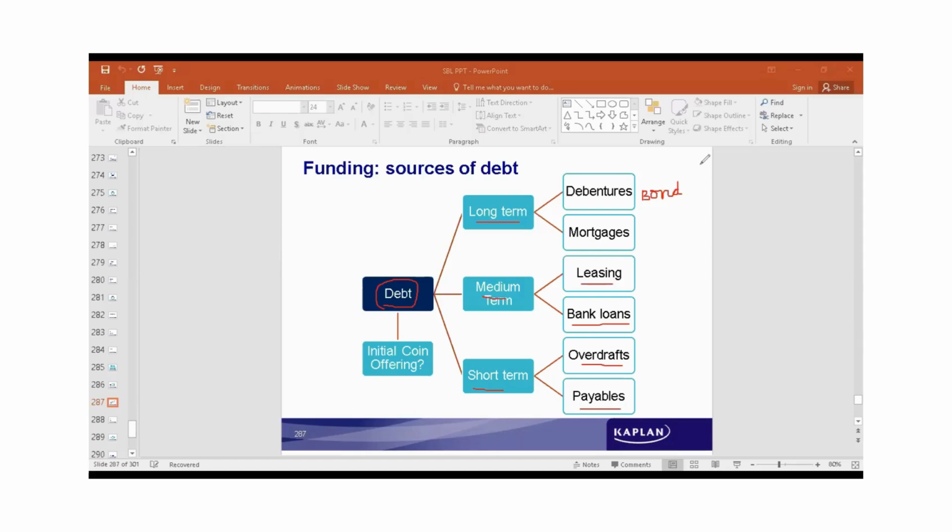So these are the different sources of funds that can be availed. The benefits in terms of raising funds can be availed from external users, external investors. They are not part of the organization, and they are not the owners.